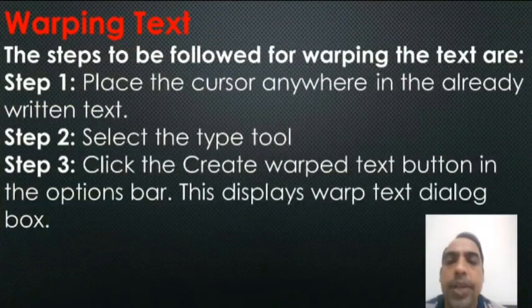Wrapping text. The steps to be followed for wrapping the text are: Step 1. Place the cursor anywhere in already written text. Step 2. Select the type tool. Step 3. Click the Create Warp Text button in the options bar. This displays Warp Text dialog box.